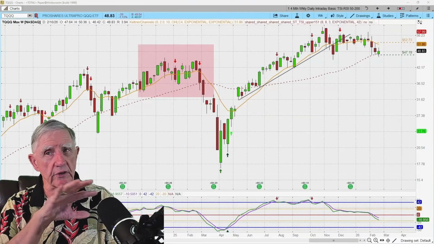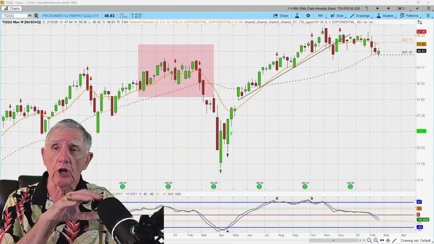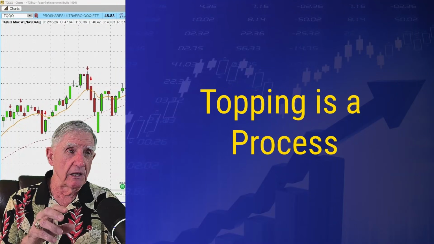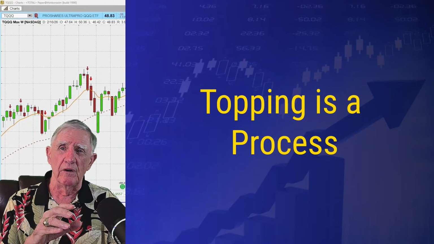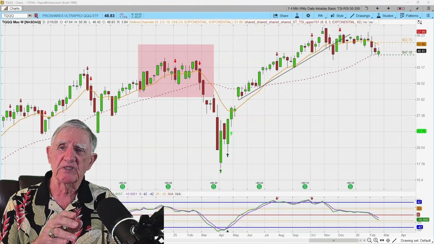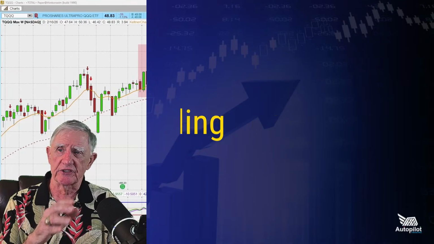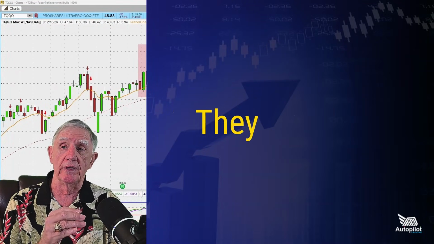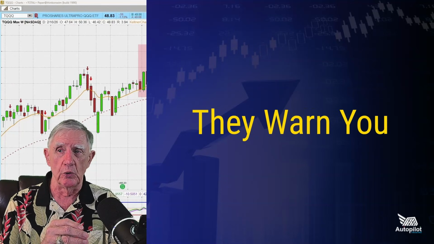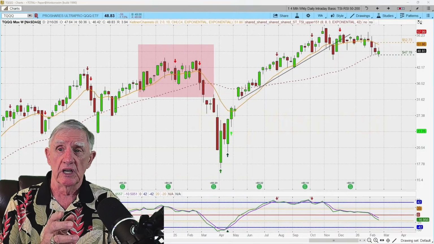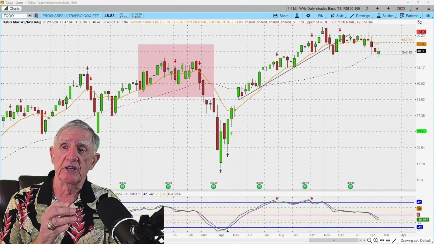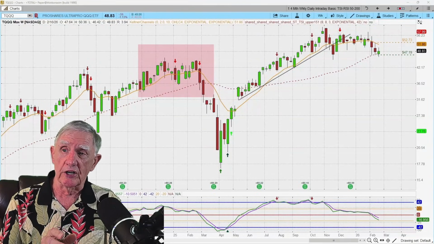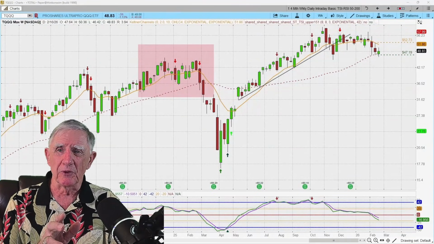Okay, before we go on to the next signal and work through what a top looks like, remember, topping is a process. Unlike bottoms that tend to be more event-driven, bottoms tend to happen fast: fierce spikes, selling climaxes, sharp reversals. Tops form slowly. They roll over, they warn you if you know what you're looking for. And here's the key. I'm using the exact same tools, clues, and cues that I used on market bottoms, but kind of in reverse order.